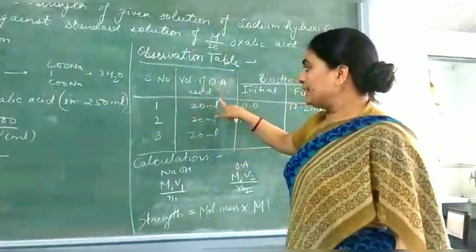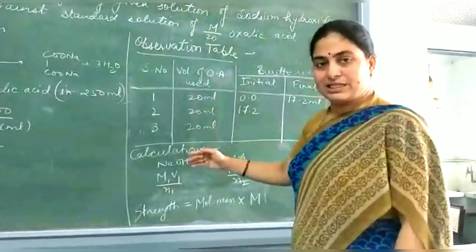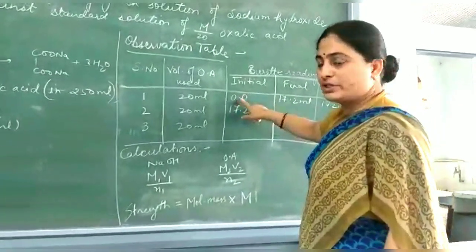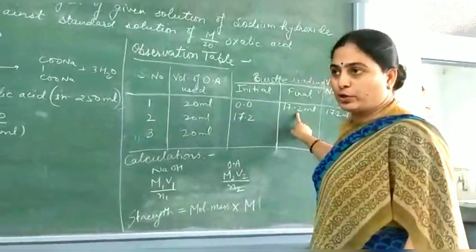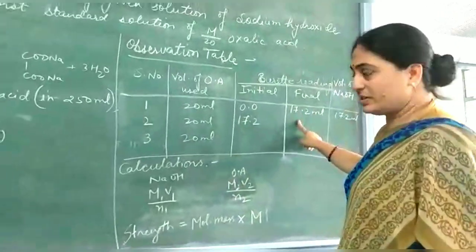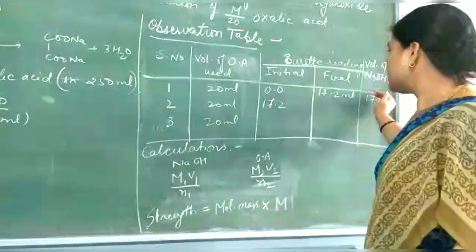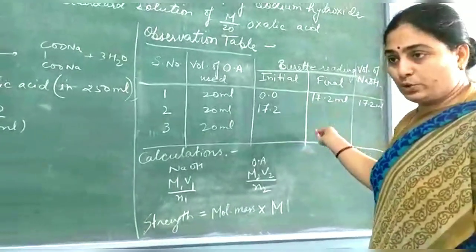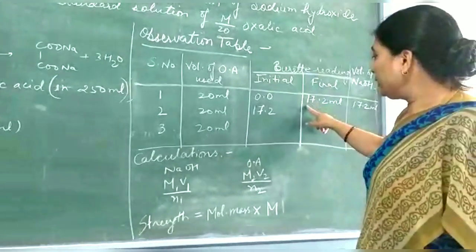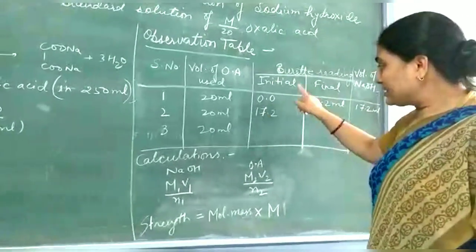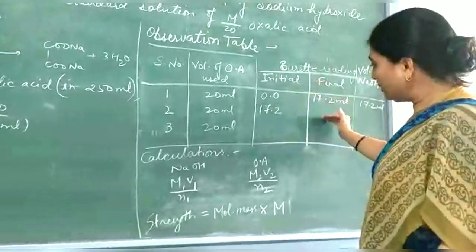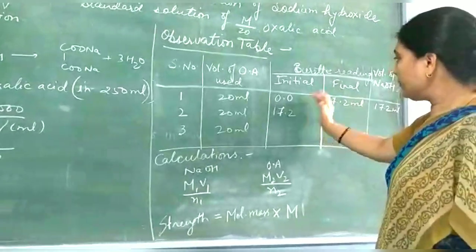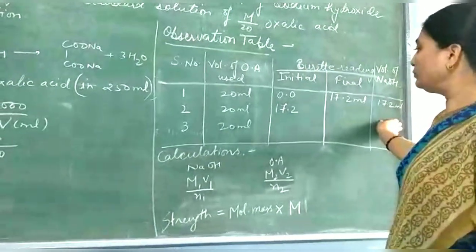Now we'll move to this observation table. Serial number, volume of oxalic acid will always be fixed, that is 20 ml as we have taken from the pipette, and burette reading as the initial reading was 0.0 and final reading is 17.2 that we have calculated, and the difference between the two gives us the volume of NaOH. Second, we have to repeat this process again, but no need to refill this burette. We have ended up with this reading and we'll start with the same reading. Again we take the reading by doing the same process, and we'll find another reading, take the difference of final and initial, and we'll get the volume of this NaOH.